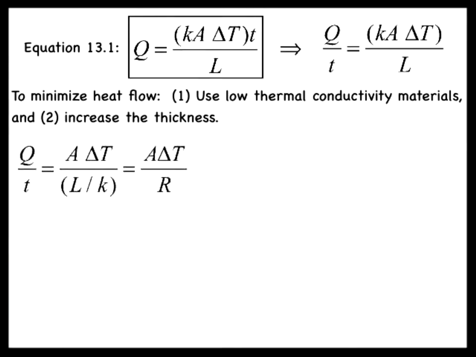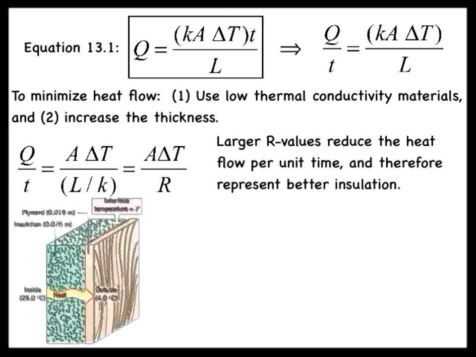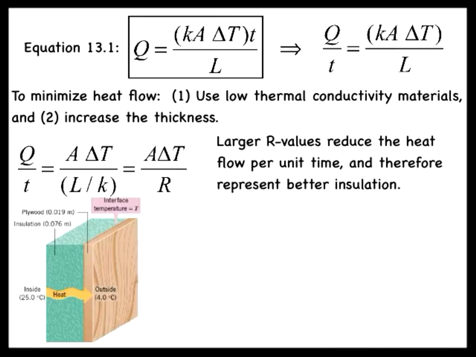conductivity in the denominator. The term L over K in the denominator is called the R value. An R value expresses in a single number the combined effects of thermal conductivity and thickness. Larger R values reduce the heat per unit time flowing through the material and therefore mean better insulation. It is also convenient to use R values to describe layered slabs formed by sandwiching together a number of materials with different thermal conductivities and different thicknesses.